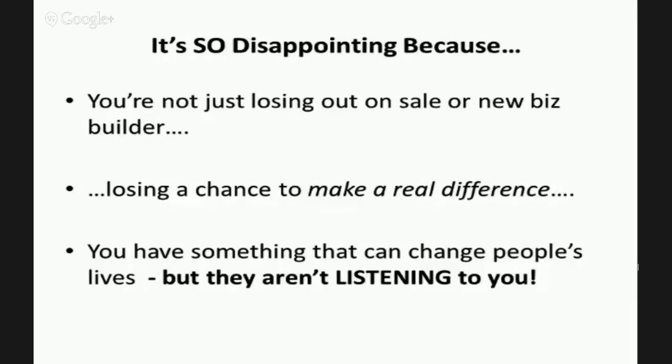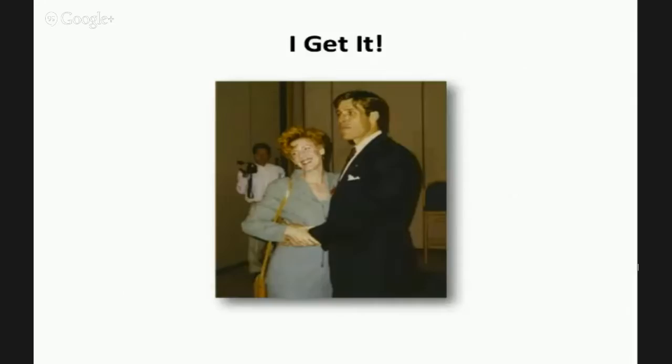And I know for a lot of you, when people don't get your business and they don't say yes, it's really disappointing. Not just because you miss out on the chance to make a sale or recruit a new business partner. If you're like many of the people I've worked with, it's incredibly frustrating because you know you're missing out on a chance to make a real difference in that person's life. You know you've got something in your hands that can change people's lives. I mean, you've seen it, right? But they're not listening to you. And I know how heartbreaking that is when you truly are coming from a place of service and want to make a real difference for people. And I want you to know, I totally get it.